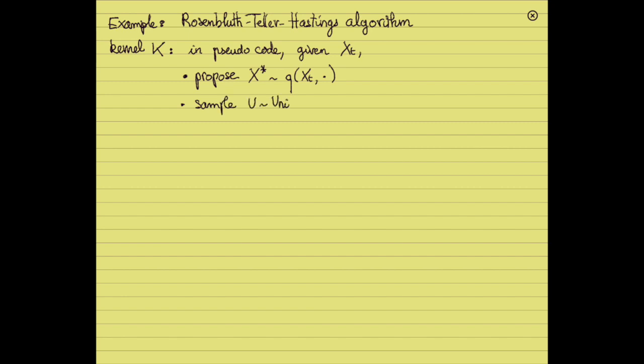And then we sample a uniform in the interval (0, 1), and we compare that uniform to the Rosenbluth-Taylor-Hastings acceptance ratio, which is the target evaluated at x star divided by the target at x_t, multiplied by the ratio of the proposal densities in one direction and in the other direction. And if that uniform is less than this ratio, x_{t+1} is set to be x star. Otherwise, x_{t+1} is set to be x_t.